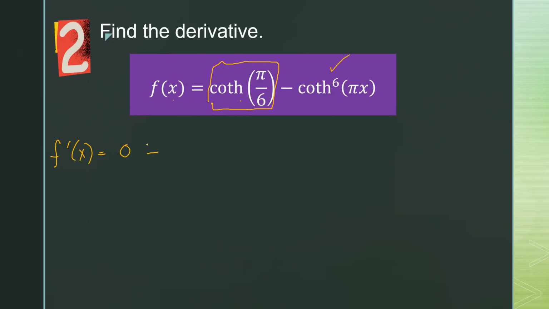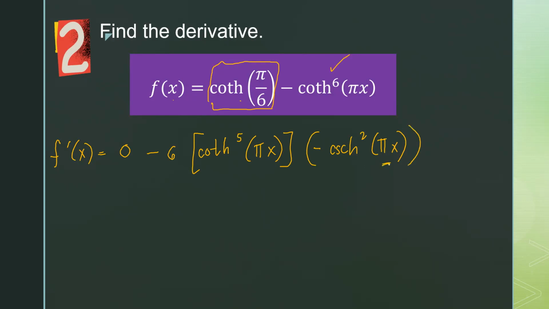Tapos dito na tayo kagad. So negative 6. Kasi bibring down natin yung 6. Tapos the cost will be raised to the 5th power. Then we have a pi x. Okay. Tapos for the derivative of cost, that will be negative hyperbolic cosecant squared of the same function. Diba? Tapos, derivative of pi x will be pi.